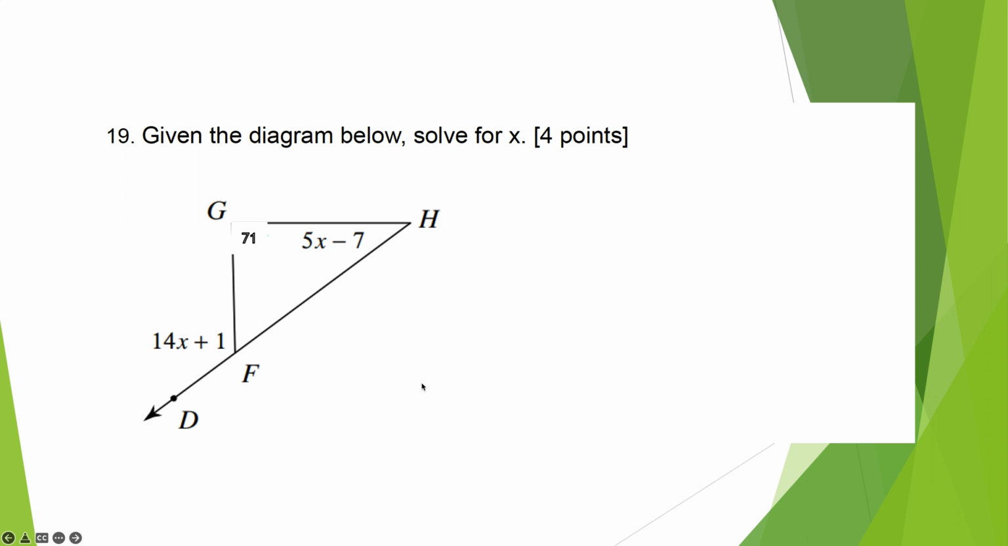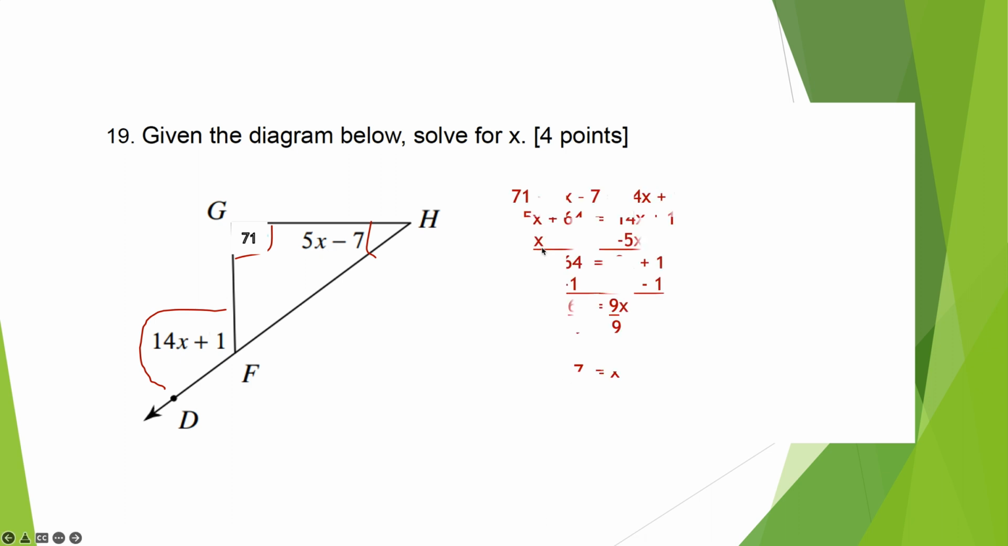Okay, now, this is a situation where we have an exterior angle, and it's going to equal the sum of the two remote interior angles. So the remote or far away interior angles are 71 and 5x minus 7. So if you add those up, you've got to get the 14x plus 1. A little same side cleanup here. Combining like terms, 71 and negative 7 is 64. Always start with the smaller number of x's, subtracting 5x's from both sides.